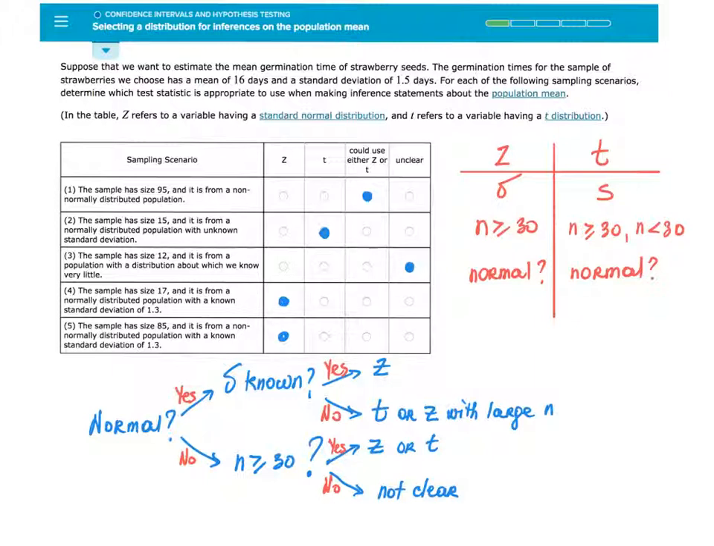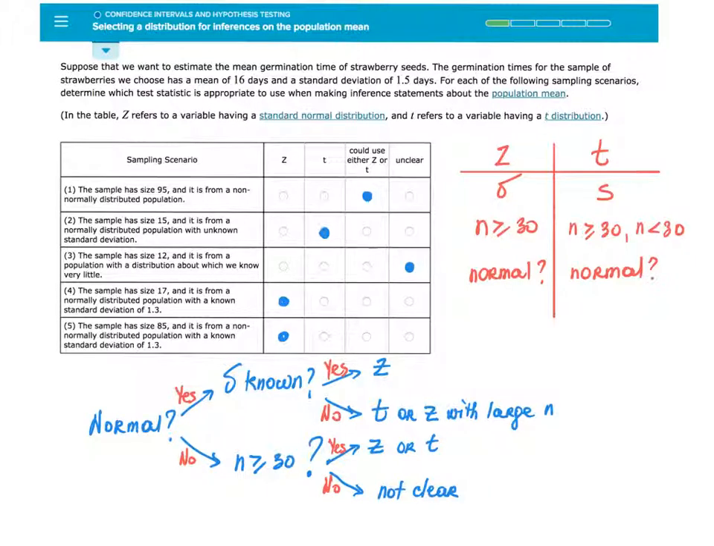Scenario number 1, the sample size is 95 and it is from a non-normally distributed population. Large sample size allows me to compute S, and with large sample size, even without a normal distribution, we still can use T or even Z because of an extremely large size. So 95 is a big size.